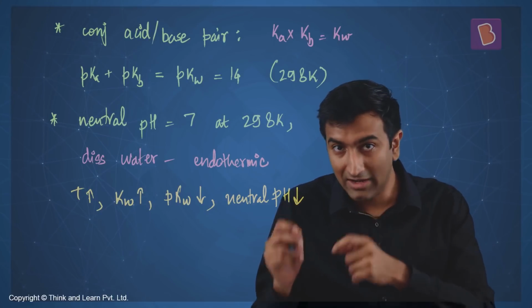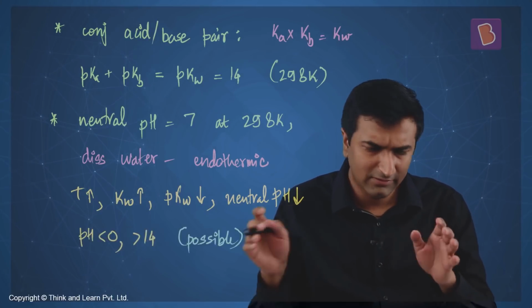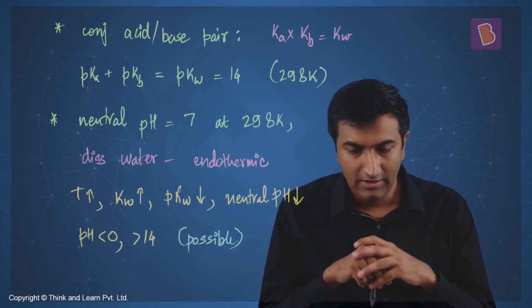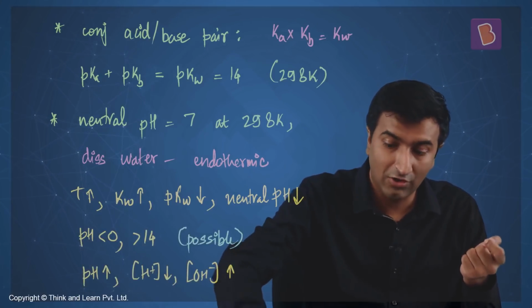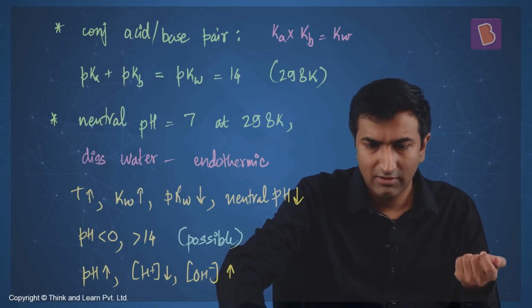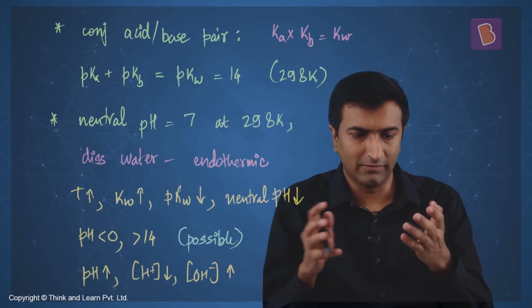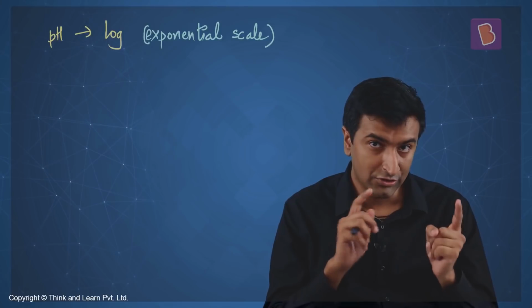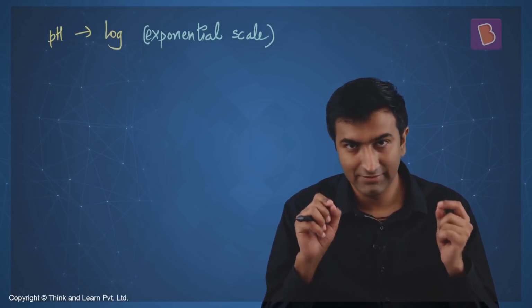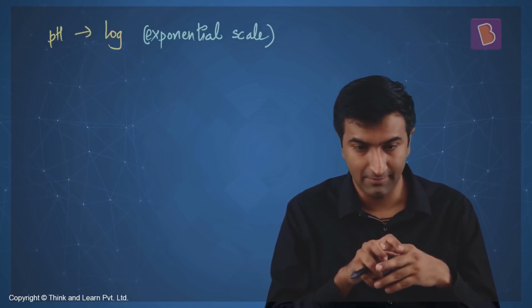All right, pH can be less than 0, can be greater than 14. Generally, you see 0 to 14. As pH increases, H plus ion concentration falls, OH minus ion concentration increases. Why? Well, because the multiple of both of them, H plus and OH minus, is going to be equal to the Kw value, right? Okay, pH is a log and exponential scale. I know this is simple stuff, but it's very important to revise this before you go into an exam.